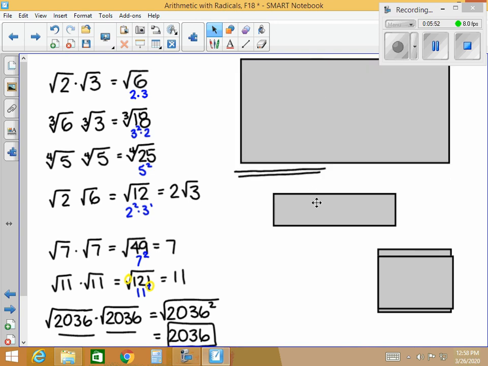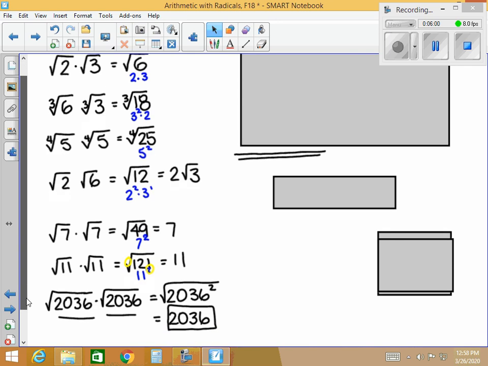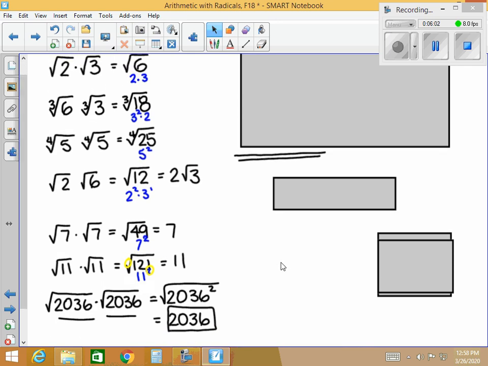Okay. Now, anytime I take a square root times itself, I'm going to get that number, or that factor. When I took the square root of 7 times itself, the square root of 11 times itself, the square root of 2036 times itself, I got 7, 11, and 2036.